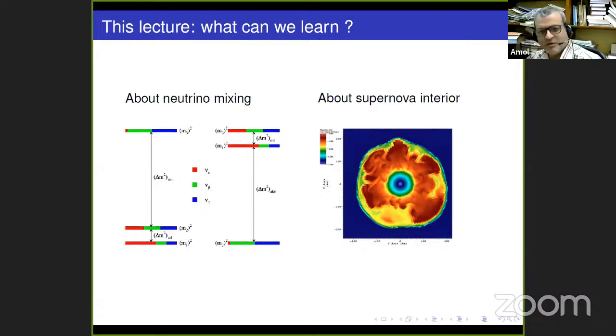On the other hand, we'll try to see if we can figure out what's happening inside the star by looking at neutrinos. So in that sense, the focus is going to be learning about these two things: about neutrino mixing itself, and about what happens inside a supernova, how does it explode, how does the shock wave propagate, and so on and so forth.